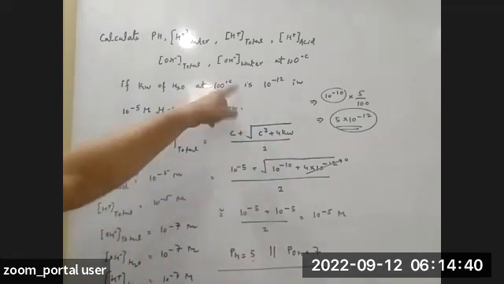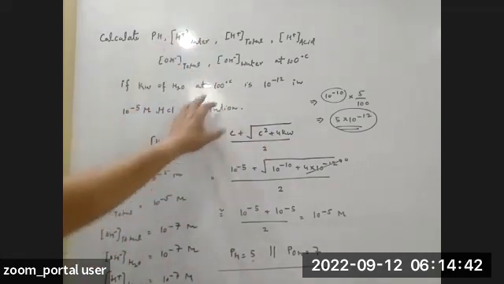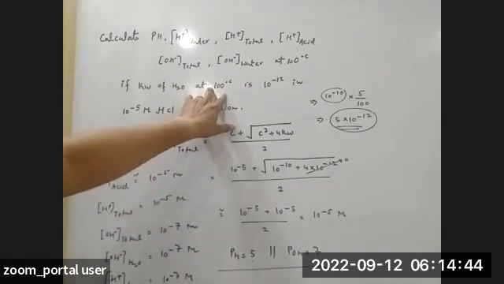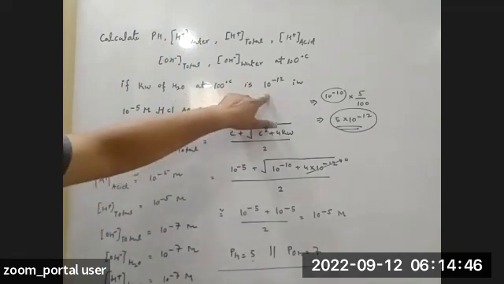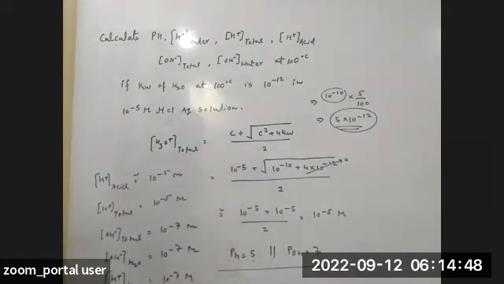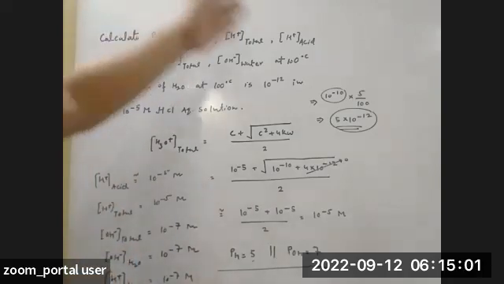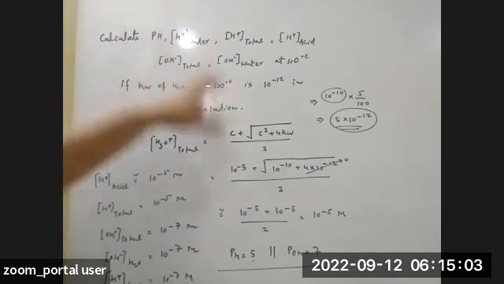Now Kw is given because we are talking at 100 degrees centigrade, and at 100 degrees centigrade Kw is 10 to the power minus 12. So we can easily calculate H plus ion total. Once we calculate H plus ion total, we can easily calculate OH minus total. And in this problem, the source of OH minus is only water.